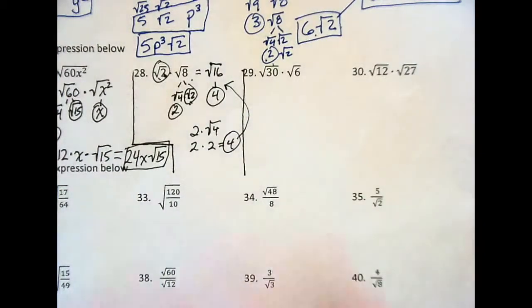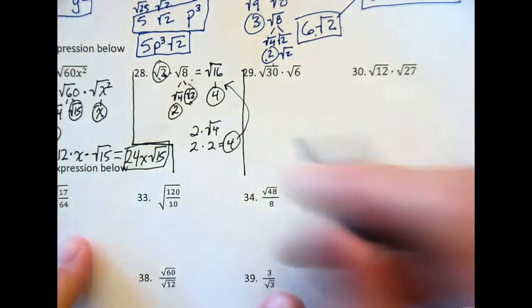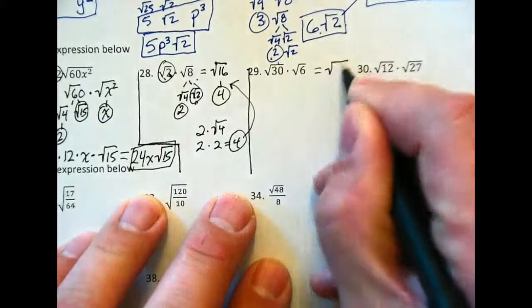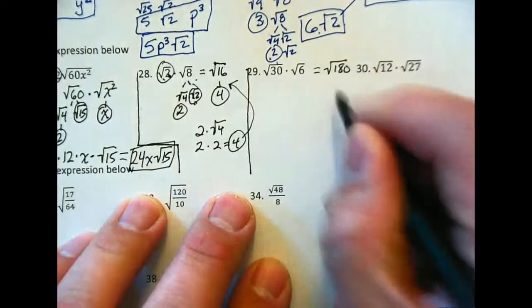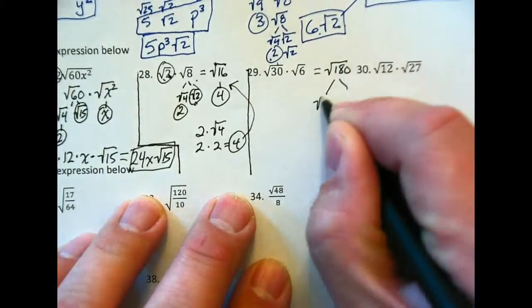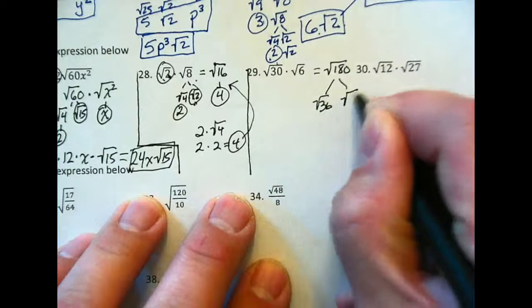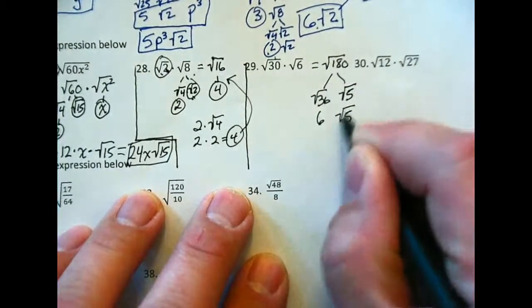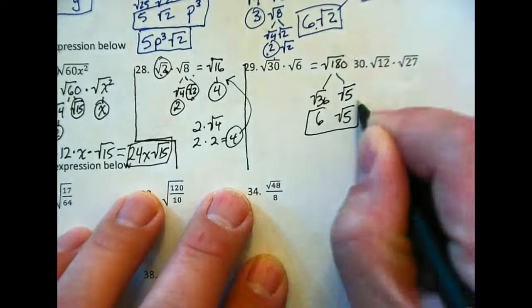Okay, volunteer on number 29. Yeah, Abby. Well, first I multiplied the 2 and I got square root of 180. Then you split it into square root of 36 and square root of 5, and the square root of 36 is 6, so 6 square root of 5. Well done. How many got 6 root 5 there?